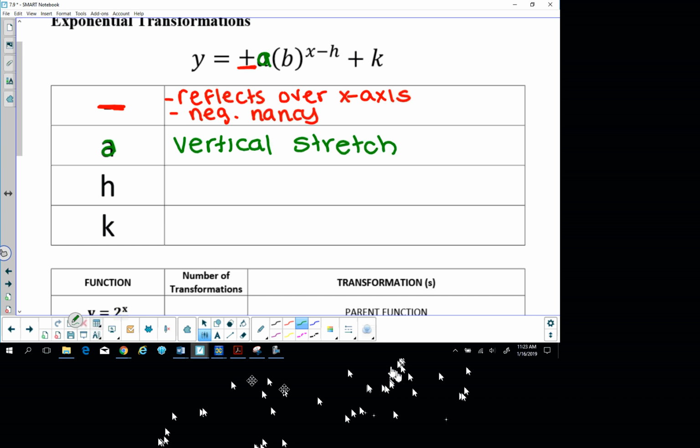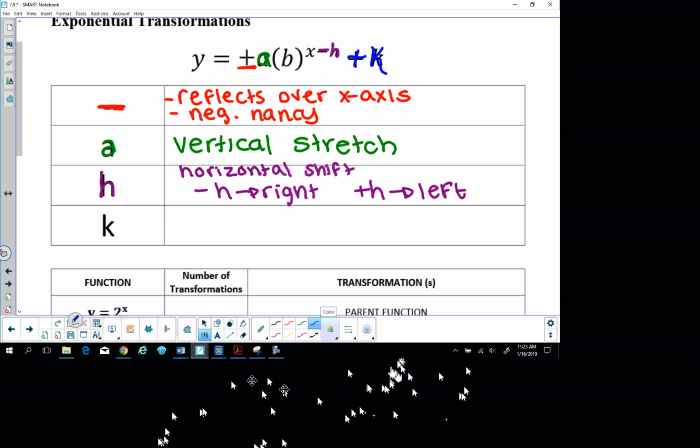So the A just tells me if it's getting wider or narrower. The H tells me if we're shifting right or left, so horizontal. So -H is to the right, +H is to the left. And then that K: plus K is up, minus K is down.